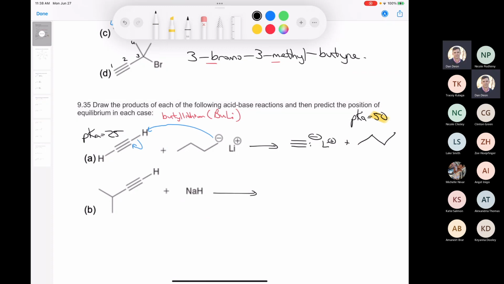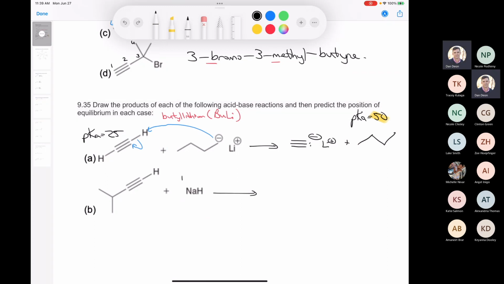Would this one work? Would sodium hydride work as a base, deprotonating a terminal alkyne? What do you say, yay or nay? There were a few bases we saw that could deprotonate a terminal alkyne. Is this one of them? That's my question. Well, the answer is yes. Sodium hydride will work.